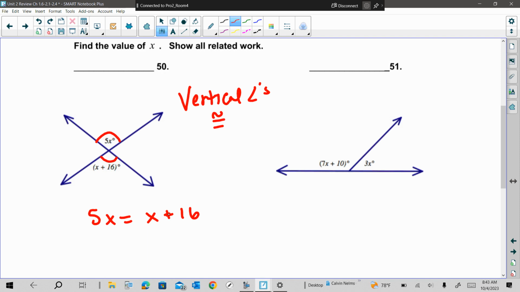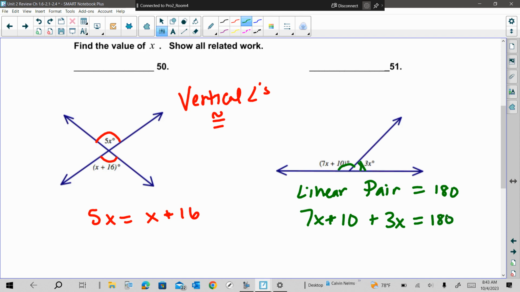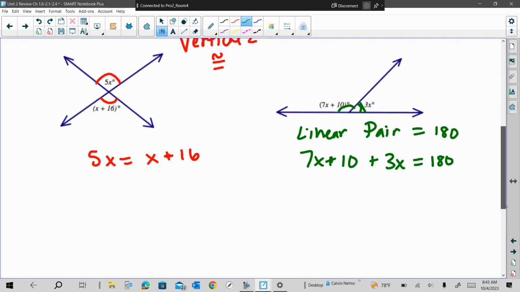And on 51, what type of angle pair is shown here? Be a little bit more specific. Yeah, it's a linear pair. Yeah. Linear pairs are supplementary. Okay. So it means it's going to equal 180. So here, I could take the obtuse angle, which is the 7x plus 10, add it to the acute that it's adjacent to, which is the 3x, and then equal 180. Make sure you combine your like terms first and solve for x.